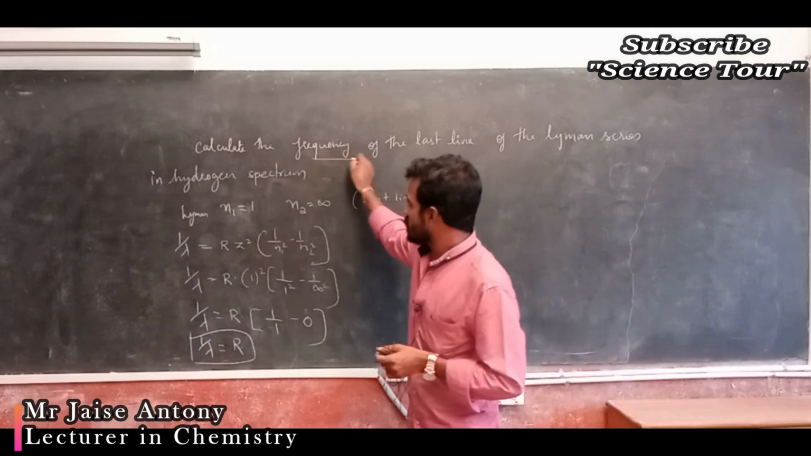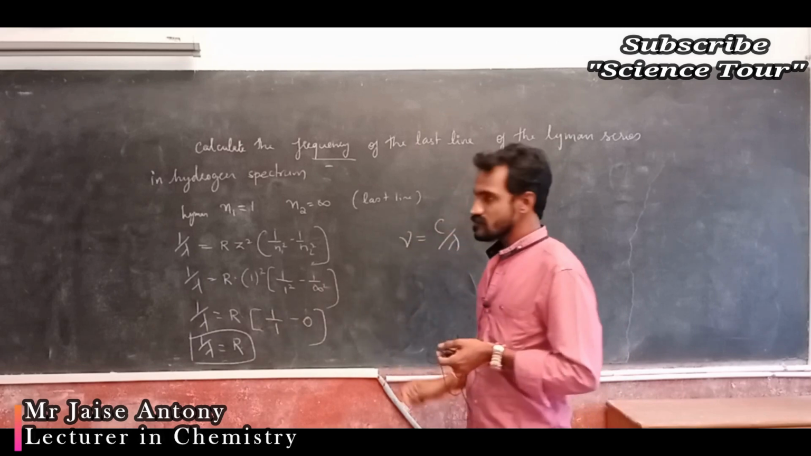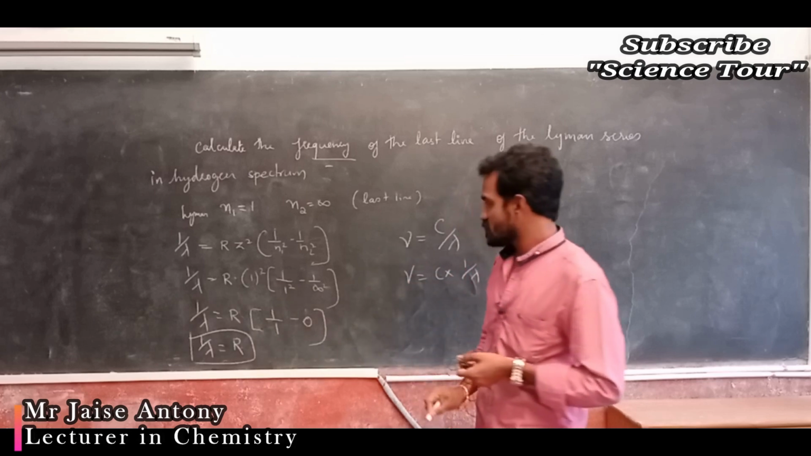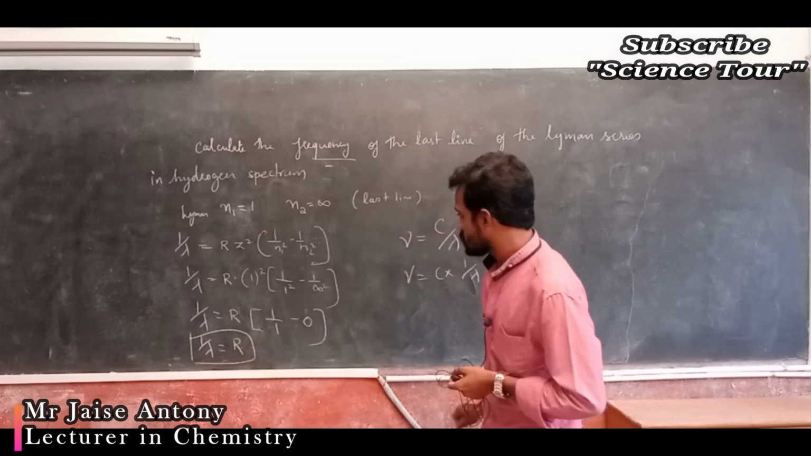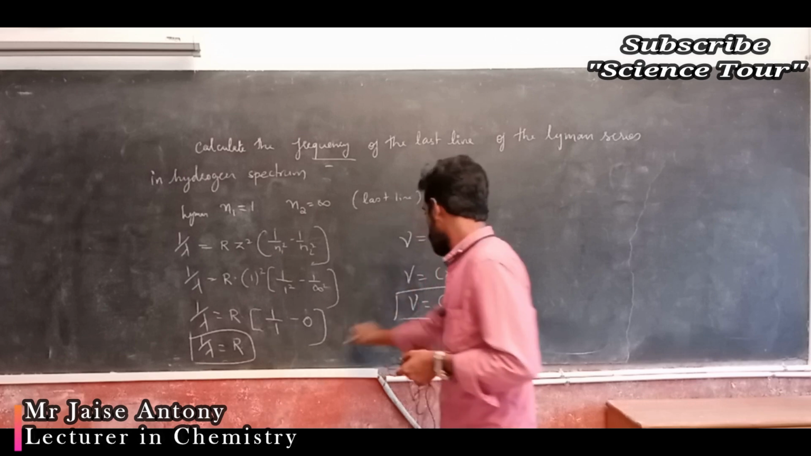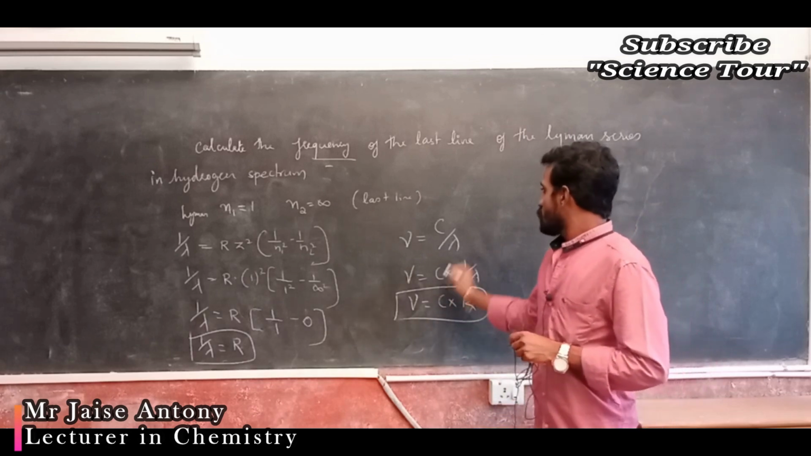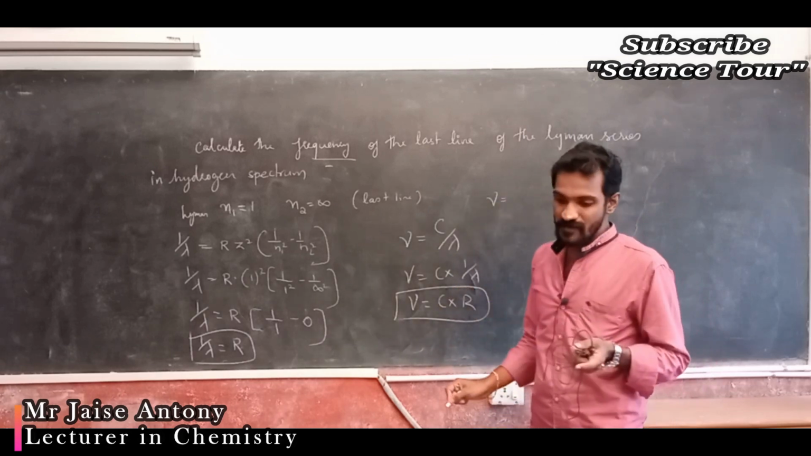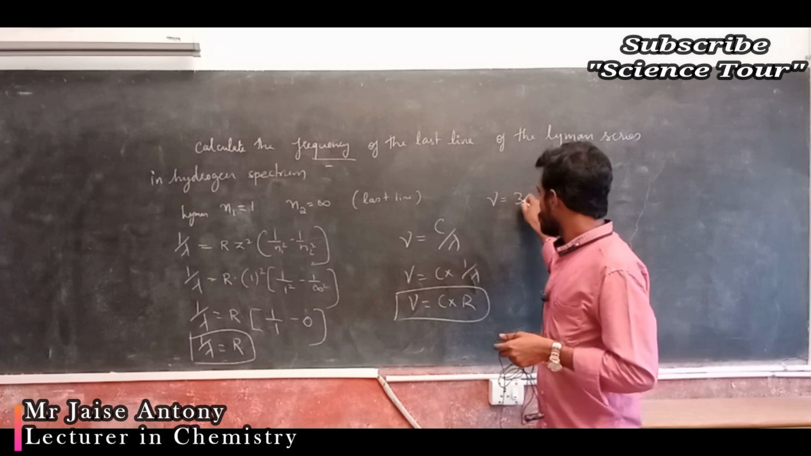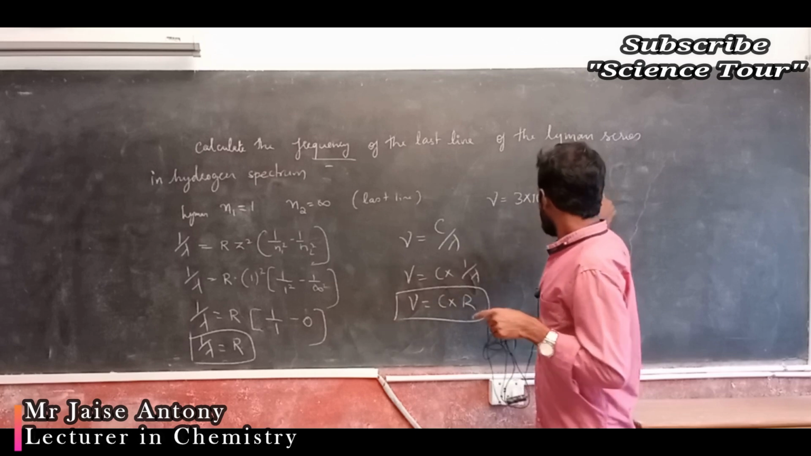You have to find out the frequency in this one. The frequency formula is C by lambda. The same formula I can write as C into 1 by lambda. Here 1 by lambda is R, so I can substitute C into R. Is there any problem? No problem, because we got that 1 by lambda is R. So frequency is equal to C; I will write in centimeter second inverse. Velocity of light is 3 into 10 to the power 10 centimeter second inverse, into the R value.